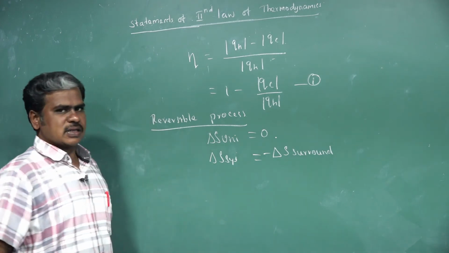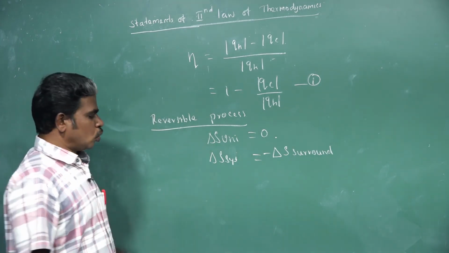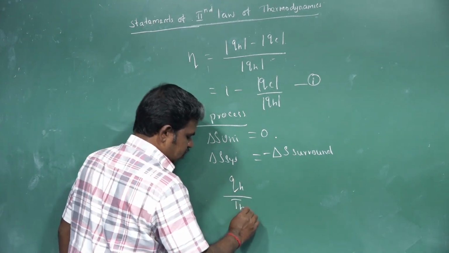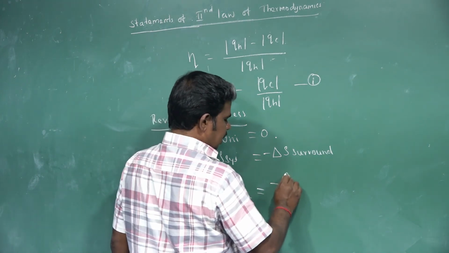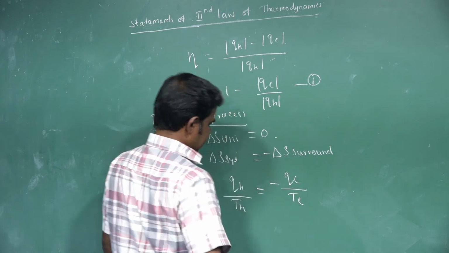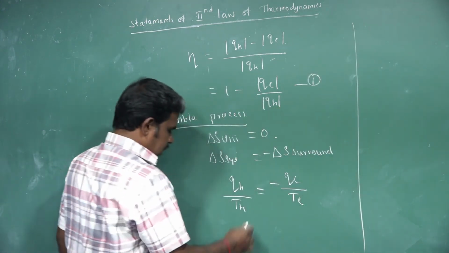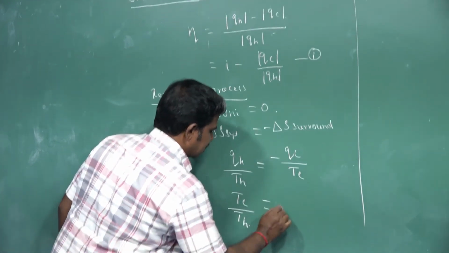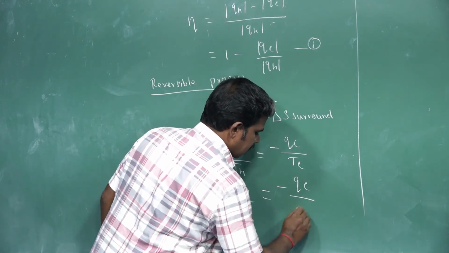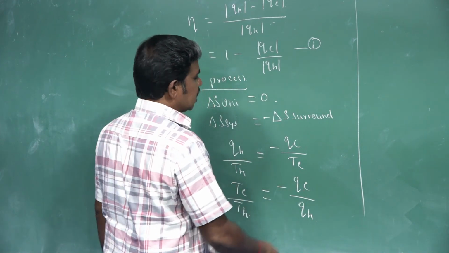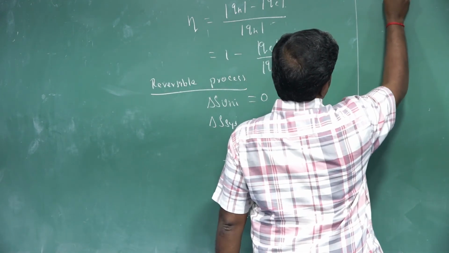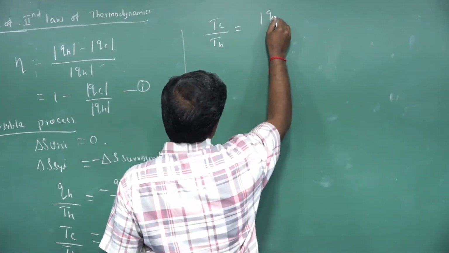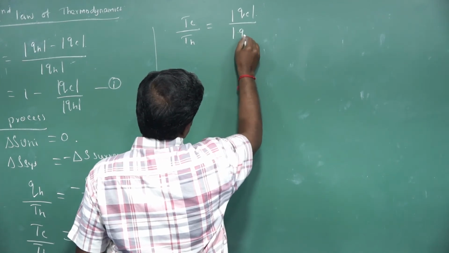Now, if you are taking delta S, what is delta S? Delta S is nothing but Q by T. So here QH by TH is nothing but minus QC by TC. Now, we may alternate this one. So TC by TH is nothing but minus QC by QH. Then, if you are taking the modulus, TC by TH is nothing but modulus of QC by modulus of QH.